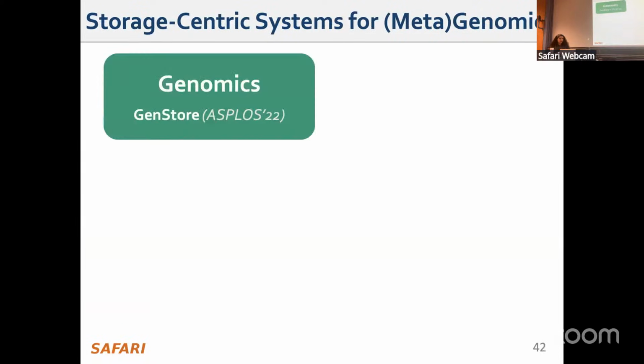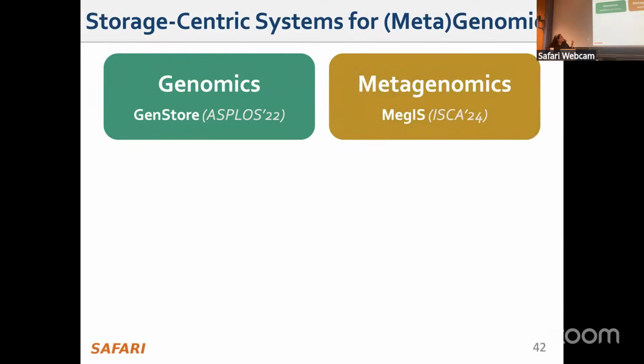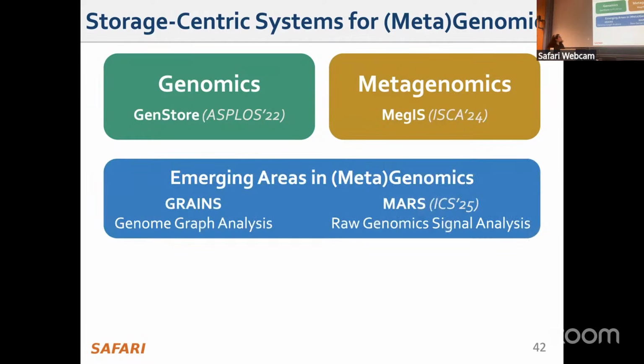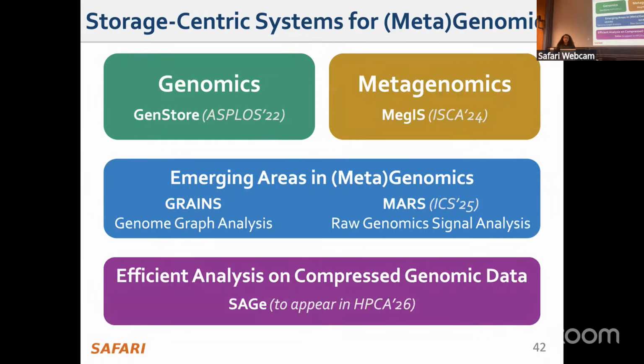I will talk about an example for genomics. The system that we designed is called GenStore. And an example for metagenomics, and the system design there is Megis. Also, we've been focusing as a group on some emerging areas in genomics and metagenomics. So I will talk about GRAINS that works on genome graph analysis, and Mars on raw genomic signal analysis. And in the end, I will talk about efficient analysis on compressed genomic data, because that's also a very important thing to take care of.